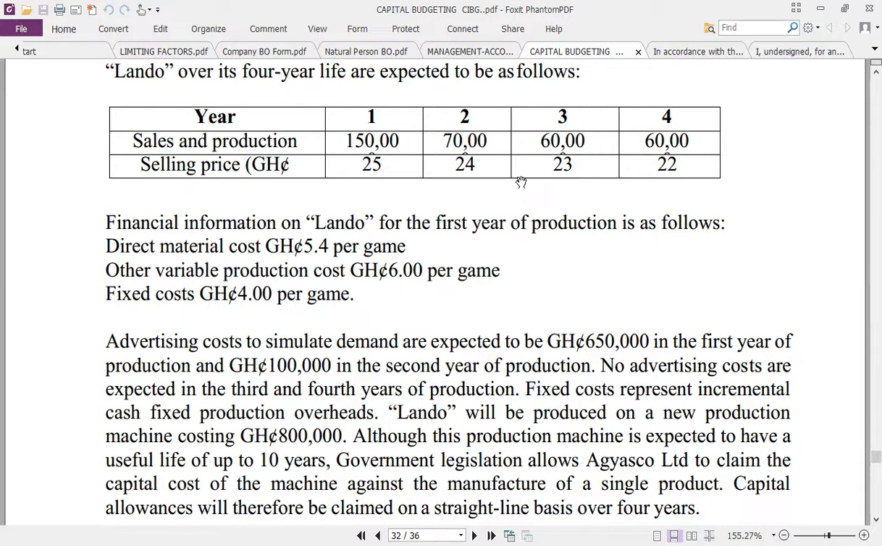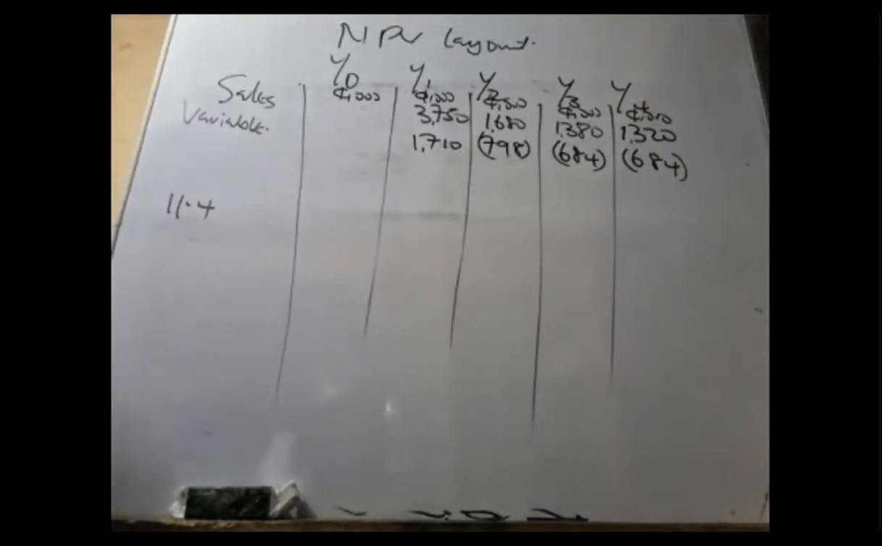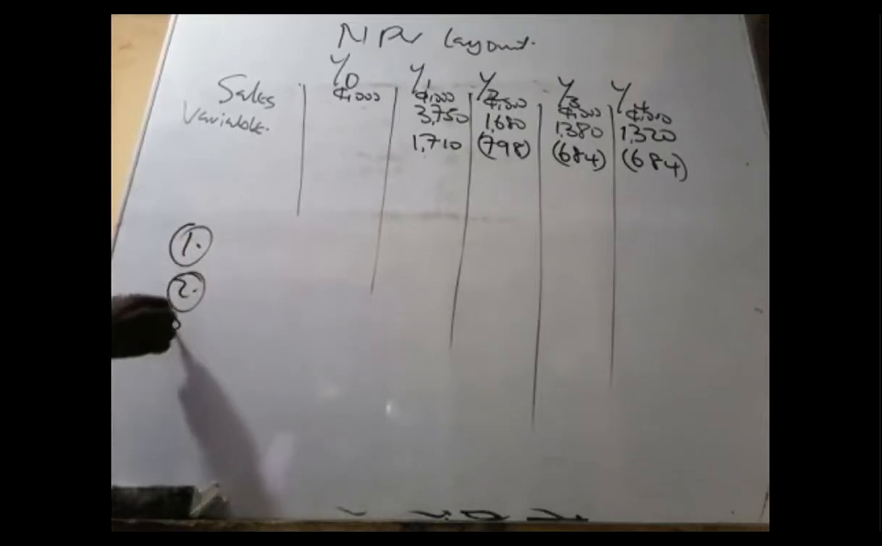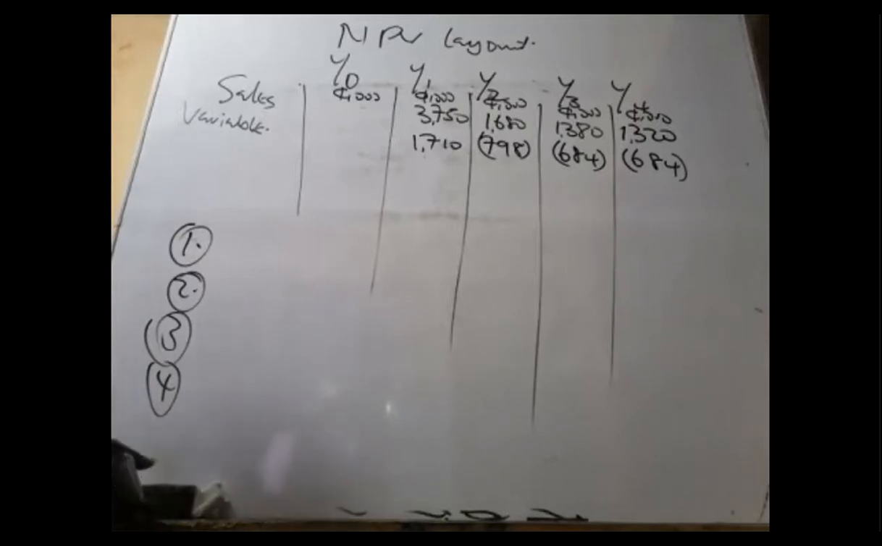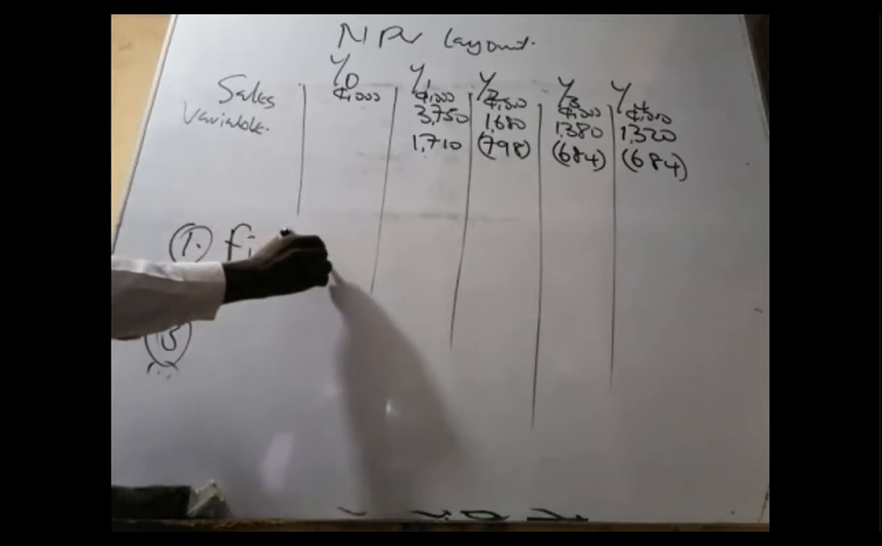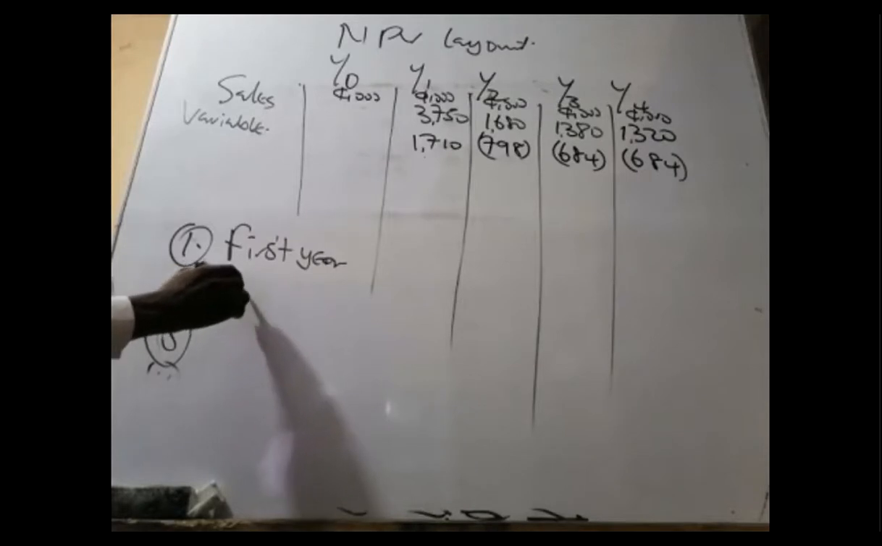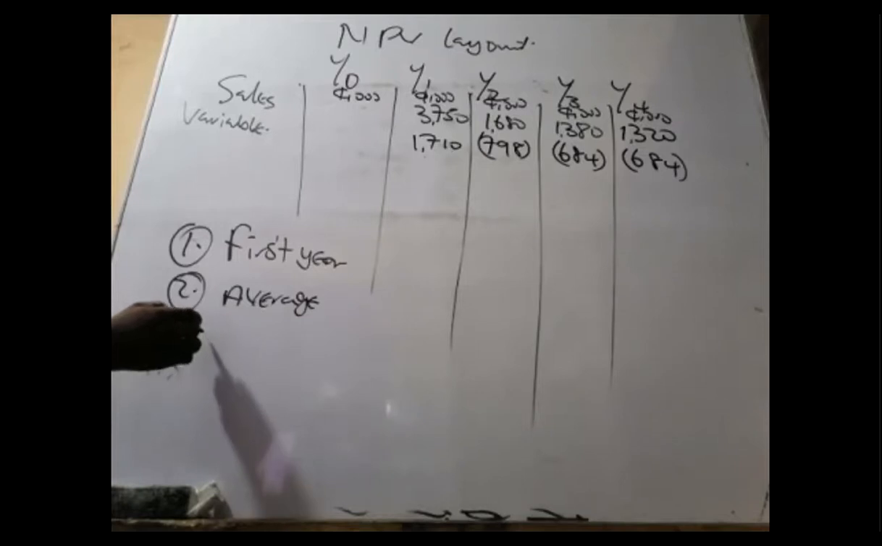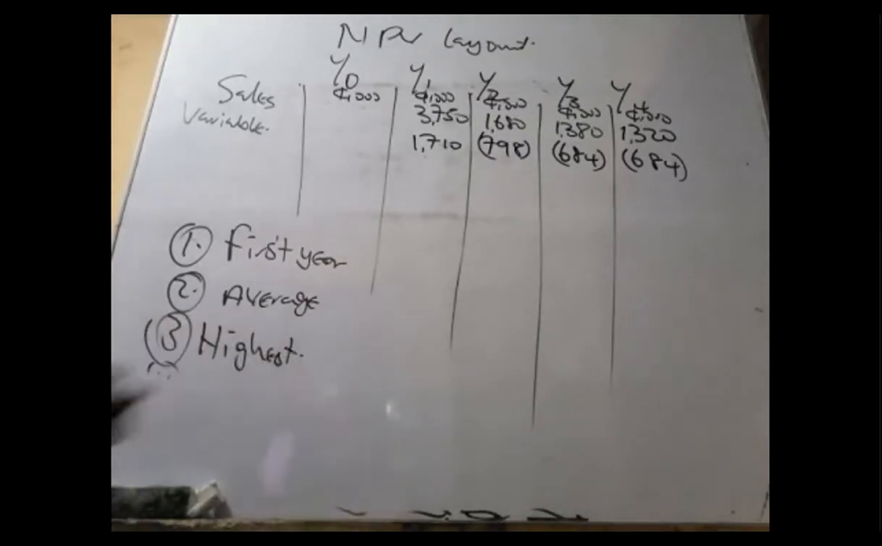So here there are 3 acceptable methods. Number 1, look for the highest units. Number 2, you can also use the first year. Number 3, use the average. That is all. Let me write them on the board. So first year, average, highest. Any of them, you are free to go. But I like the highest.